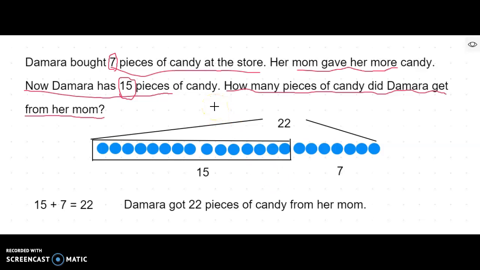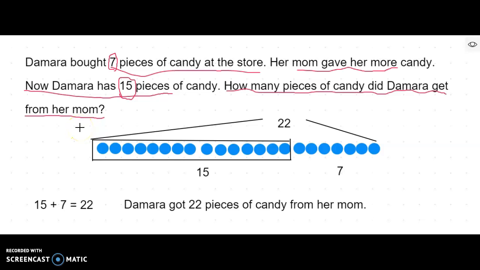Oh, okay. I'm going to read this again. Let's see. Damara bought 7 pieces of candy at the store. Her mom gave her more candy. Now Damara has 15 pieces of candy. How many pieces of candy did Damara get from her mom?